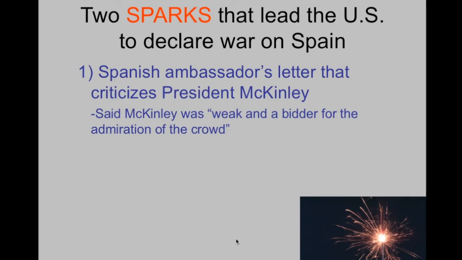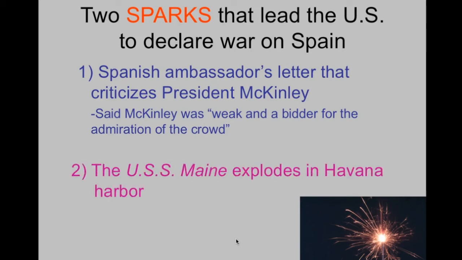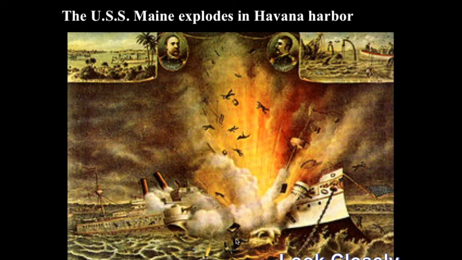But meanwhile, the first one: a Spanish ambassador's letter is written that criticizes our president, President McKinley. He calls McKinley weak and a bidder for the admiration of the crowd, meaning he's just saying whatever needs to be said in front of the people, but behind closed doors he's saying different stuff. And so it's an insult, and we're very offended. How dare they speak of our president like this? And the second thing, look at that massive, beautiful ship that they brought in just in case. Well, it suddenly explodes in Havana Harbor, Havana being the capital of Cuba. Who done it?